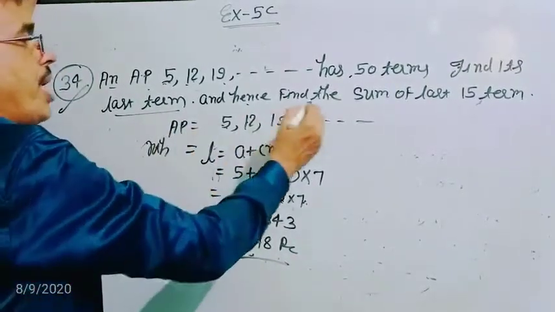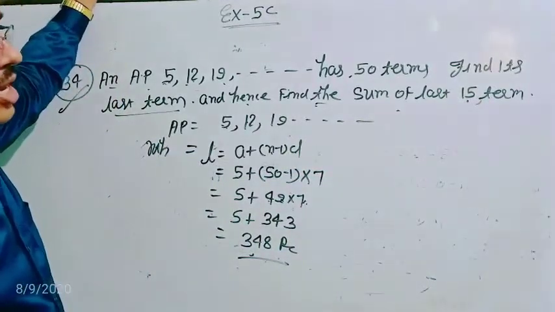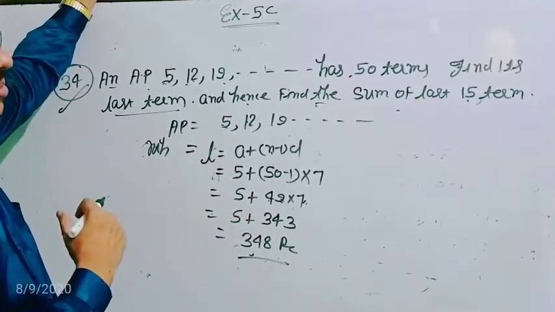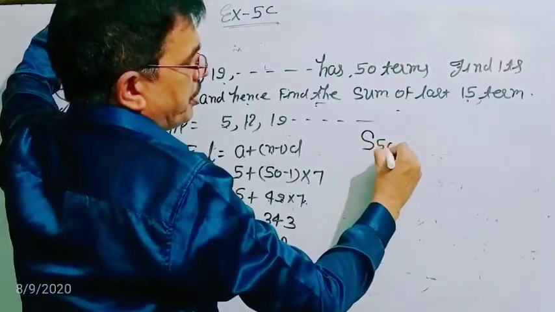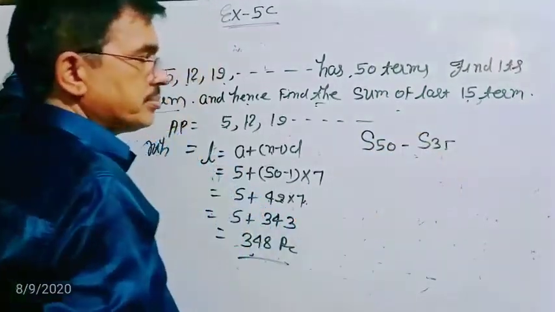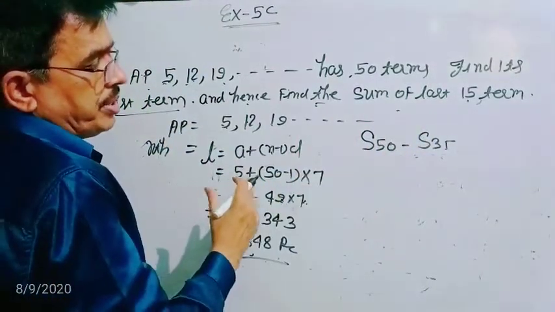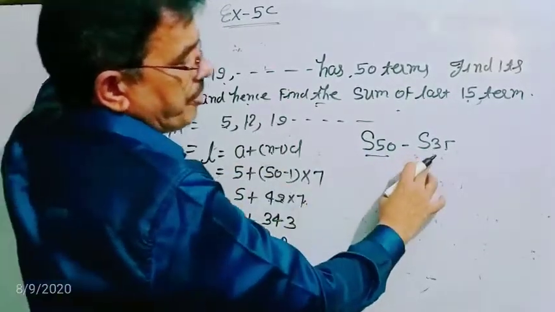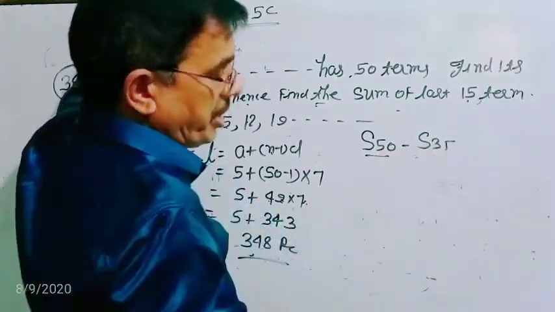After that, find the sum of the last 15 terms. Last 15 terms means find the sum from the 36th term to the 50th term. So it is solved by S50 minus S35. Then you get the sum of the last 15 terms. S50 means the sum of all 50 terms, and S35 means the sum up to 35 terms. Then the remaining is the last 15.